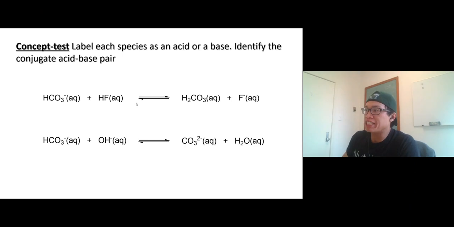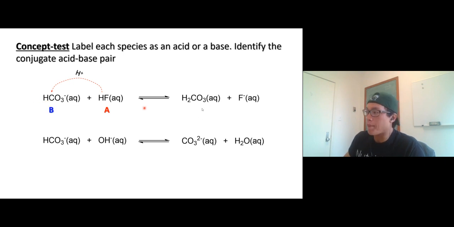All right, so label each species as an acid or a base and identify the conjugate acid-base pairs. Okay, so who loses a proton? Who donates a proton? Hydrofluoric acid right there, and hydrogen carbonate, or bicarbonate, accepts the proton. So the proton goes like that, right? So this guy's an acid. Hydrogen carbonate is a base.